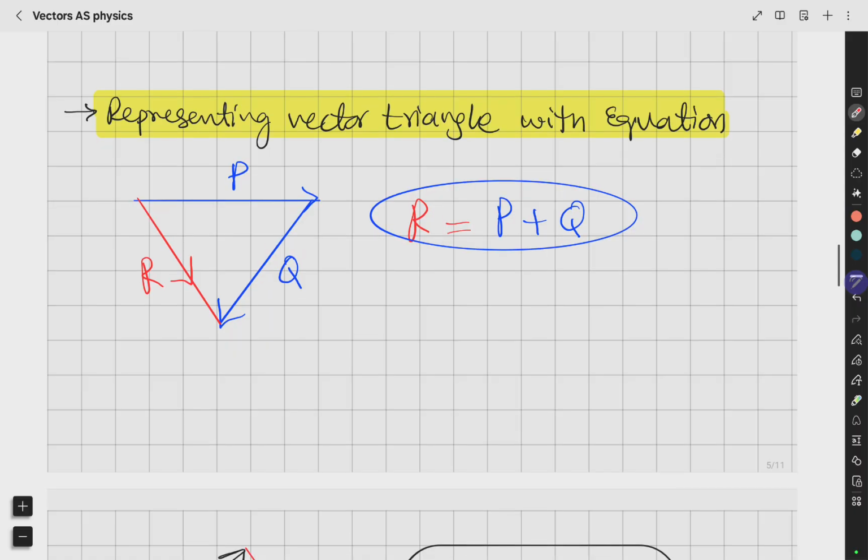Okay, representing a vector triangle with an equation. This is another concept which is very important but very simple. Let's say I have drawn two vectors. This is vector P and this is vector Q. They are arranged in the head to tail rule. And then this vector R is their resultant. So we can write the resultant vector as the sum of vectors arranged head to tail.